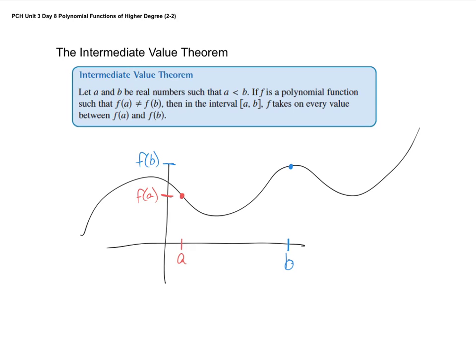Now, let's see what this says. It says, in the closed interval AB, f takes on every value between f of A and f of B. Now, it may take on other values, but let's look at this. Let's highlight what we're talking about. Here are all the values between f of A and f of B.